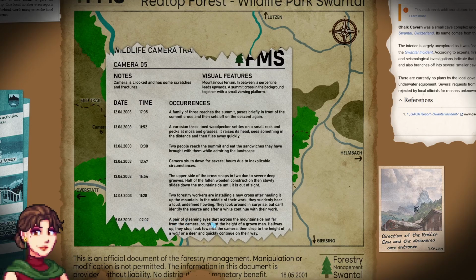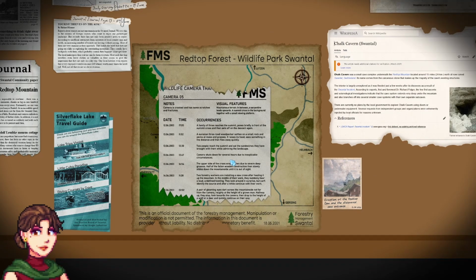Ooh, a pair of gleaming eyes dart across the mountainside not far from the camera, roughly at the height of a grown man. Oh no. Halfway up they stop, look towards the camera, then drop to the height of a wolf or deer and quickly continue on their way.